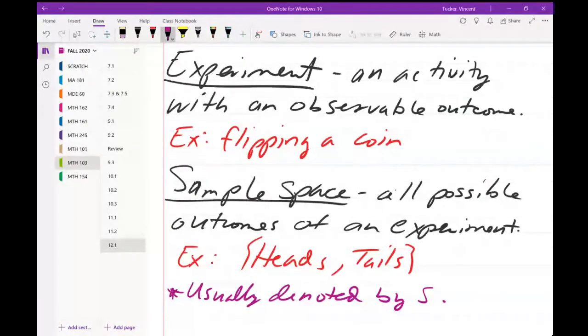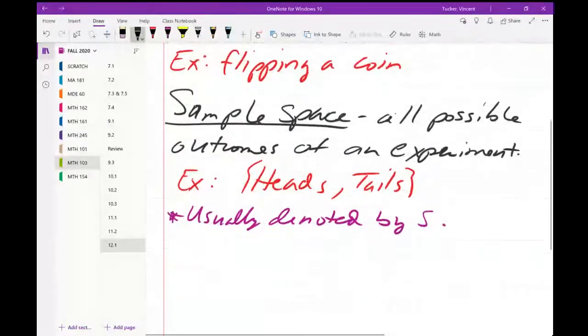All right, so the experiment is an activity with an observable outcome. An example of that is flipping a coin. Your sample space is going to be all possible outcomes of an experiment. So in this case, if we stay with the example of flipping a coin, heads and tails will be your sample space. Sample space is usually denoted by the letter S.